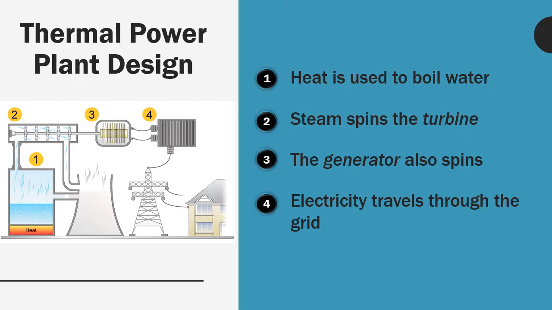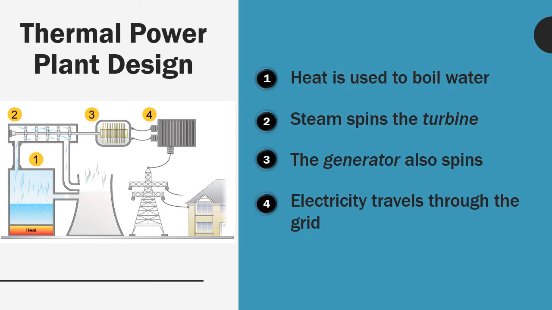In a thermal power plant design, this is going to be for nuclear and coal. They both basically work the same way. You have a heat source, step number one, that's used to boil water. And that heat source generates steam. Steam goes up to number two, that's the turbine. And you can see that the steam would have to pass through the turbine blades as it goes up and kind of to the right in a clockwise fashion.